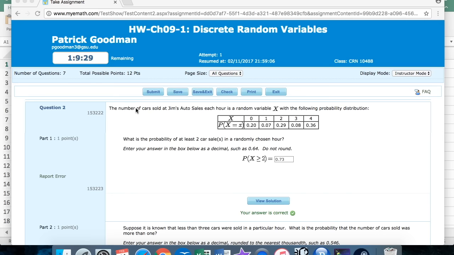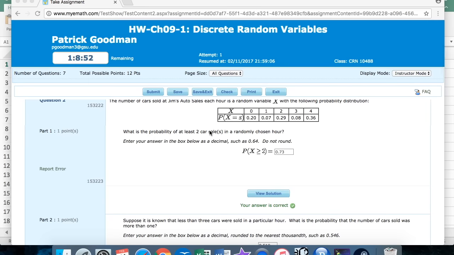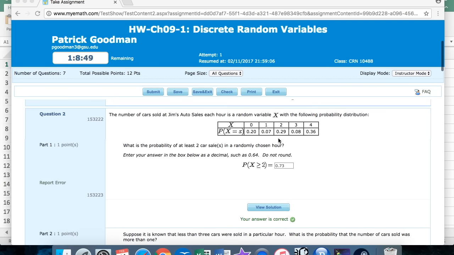In this case, the problem reads, the number of cars sold at Jim's Auto Sales each hour is the random variable x with the following probability distribution. In other words, each value x is a number of cars sold. If x equals 0, then in that hour at Jim's Auto Sales, he sold 0 cars, and each hour he has a 20% chance to sell exactly 0 cars. That's how we would read this probability distribution. What they ask is, what is the probability of at least 2 car sales in a randomly chosen hour?